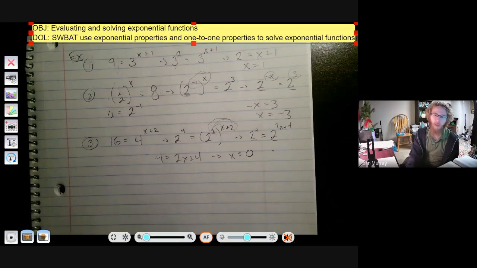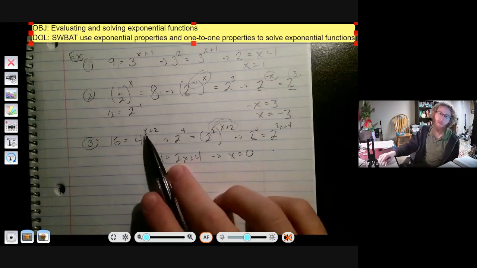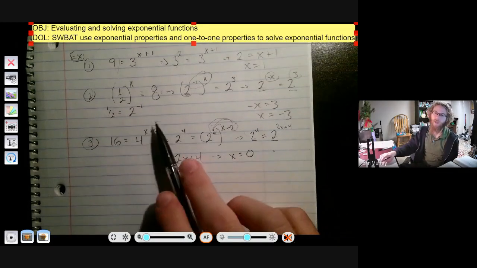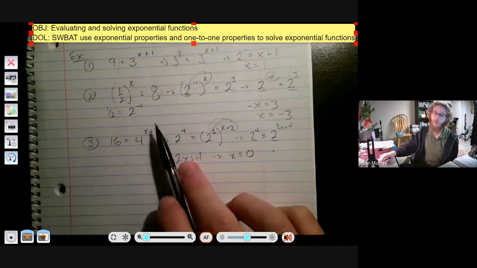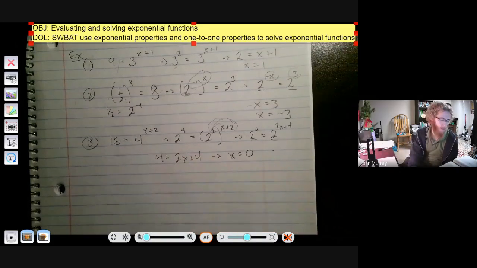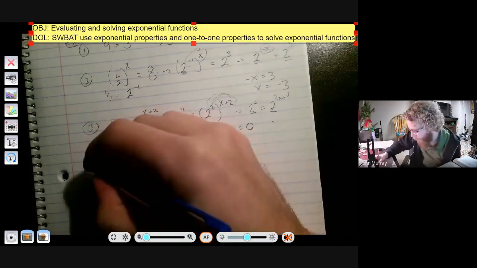Now, you can always double check by plugging it in. 0 powers, that's weird. So you want to double check. So you go back and you plug. Well, 0 plus 2 is 2. 4 squared, that does get us 16. All right, let's do one more.